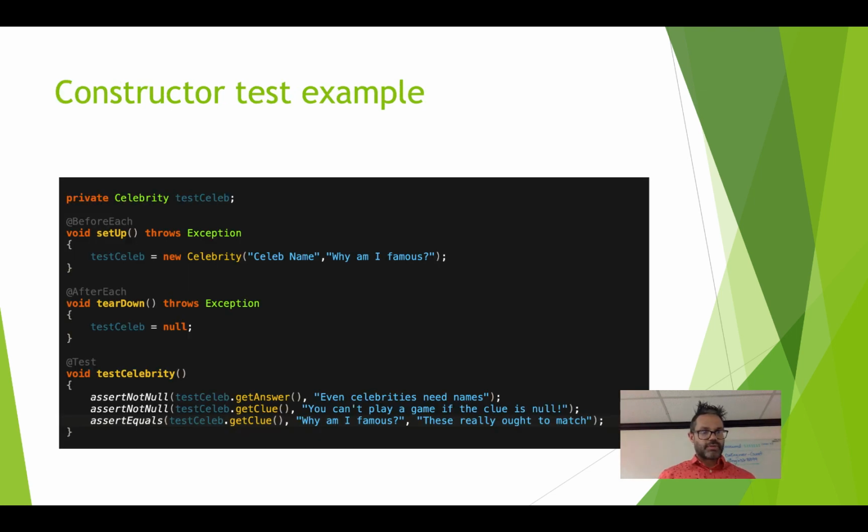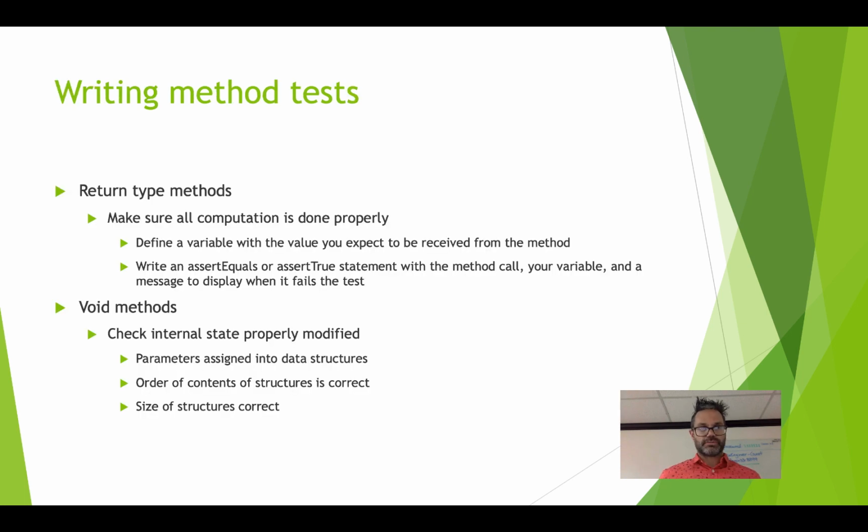With that, we have our test celebrity method right here. Again, it has the @test annotation right in front. Assert not null test celeb.getAnswer, because even celebrities need names, so it should have an actual value in there. Assert not null getClue, because you can't play a game if the clue is null. After we've tested the null status, we check that the content is actually there. We use the assert equals method, and we pass it the test celeb.getClue again, "Why am I famous?" They should match exactly what we saw as the parameter passed up there. So we can see exactly what should be going on when we run that correct test, and we can see how it works.